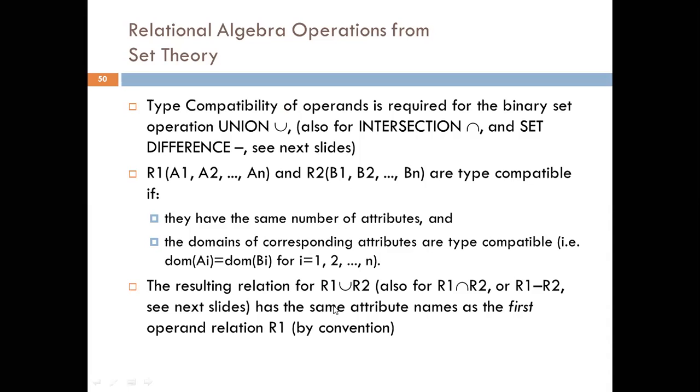So the resulting relation for R1 union R2, or R1 intersection R2, or R1 difference with R2, has the same attribute names as the first operand relation R1. Which means the result attribute names will be the same as the attribute names of the first table. So if R1 attribute names are ABCD, then in the result also the attribute names will be ABCD. R2's names will not be considered.